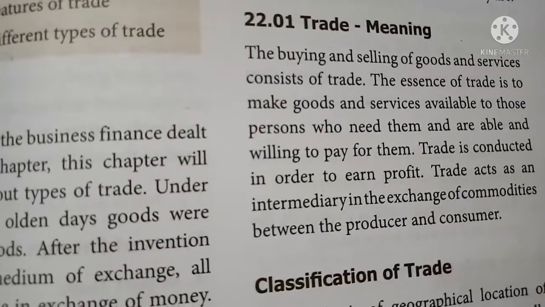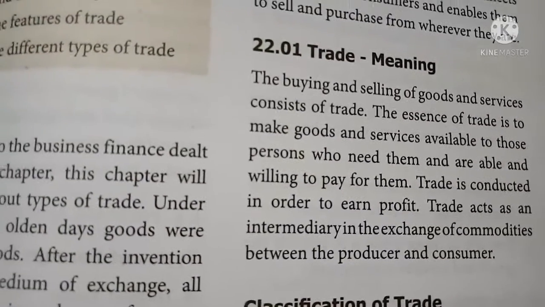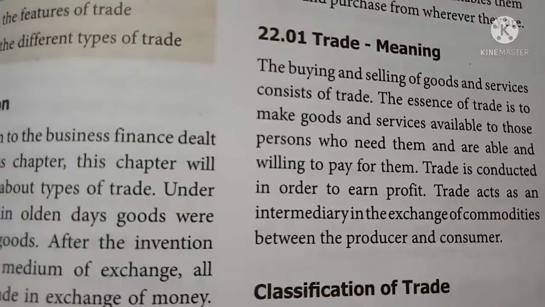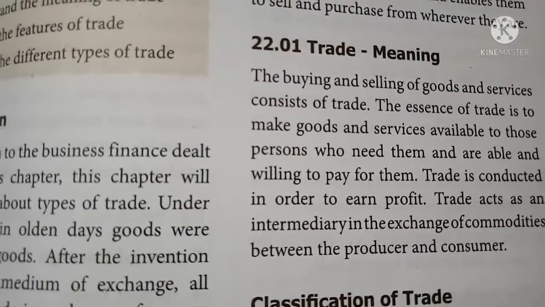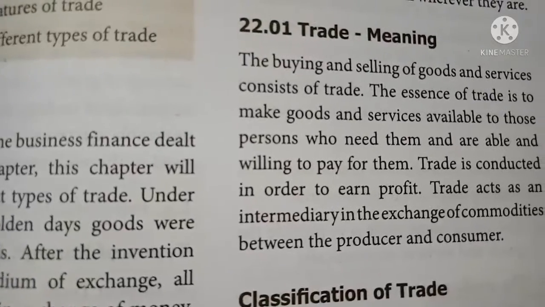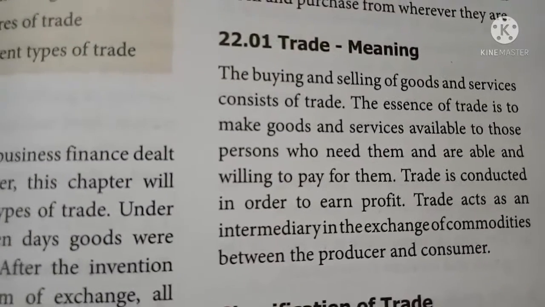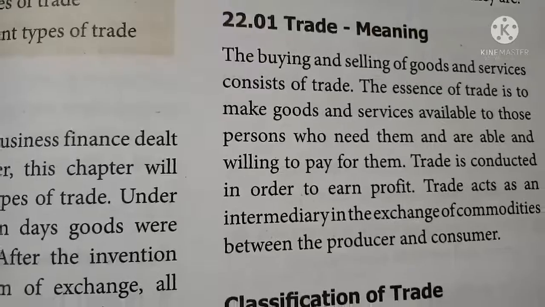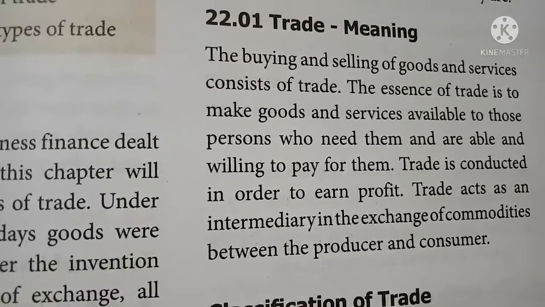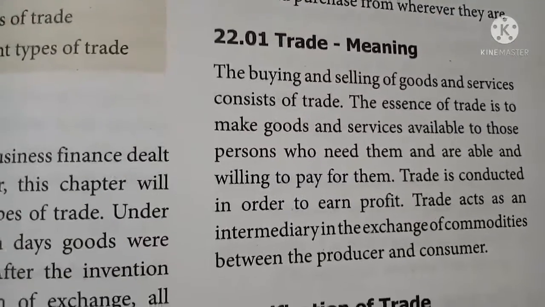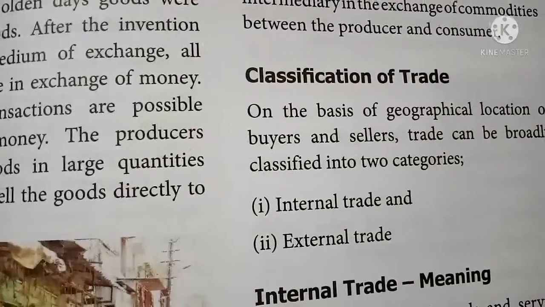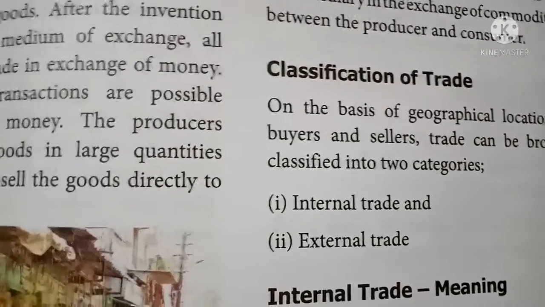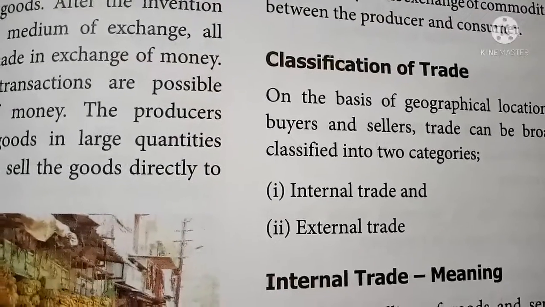Trade acts as an intermediary in the exchange of commodities between the producer and the consumer. So trade is one of the major activities in order to exchange goods and services from one place to another place, one person to another person, in order to earn profit. Classification of trade. There are two major classifications of trade, that is internal trade and external trade.